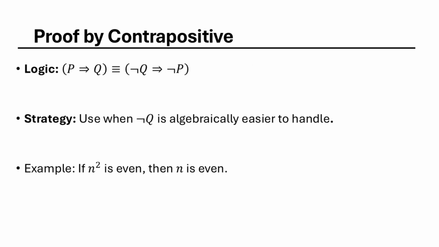In logic, the statement if P, then Q is logically identical to if not Q, then not P. If we want to prove if n squared is even, then n is even, it is often much easier to prove the contrapositive, if n is odd, then n squared is odd. Since these two statements are logically equivalent, proving the second one automatically and undeniably proves the first. It's about choosing the perspective that offers the most algebraic grip.